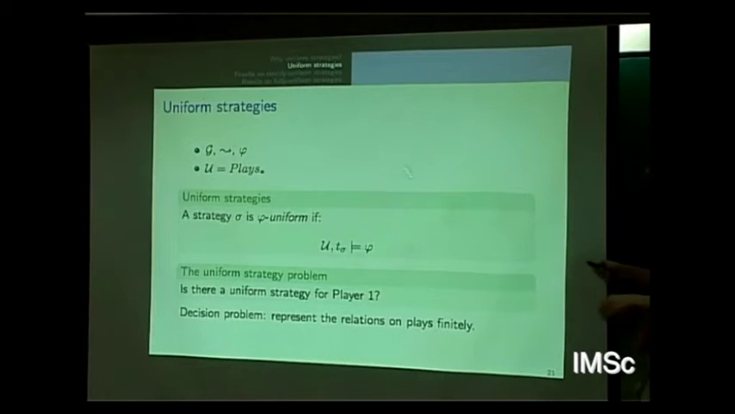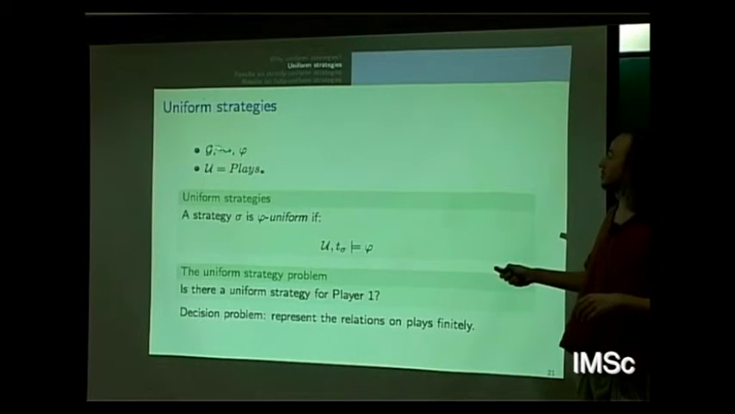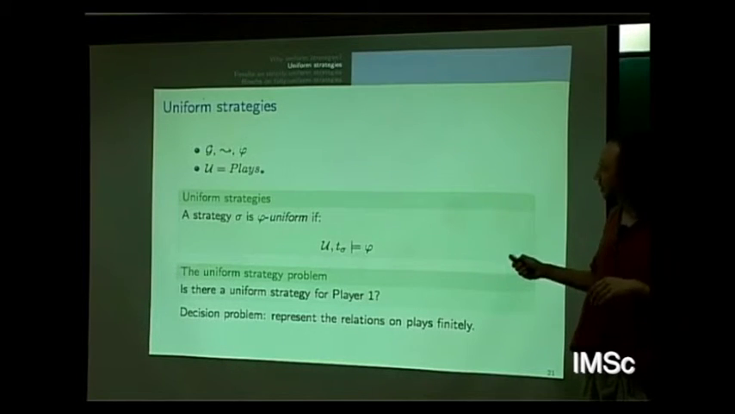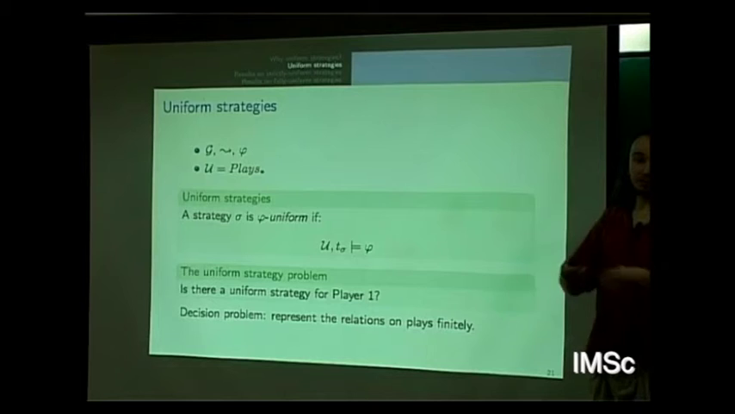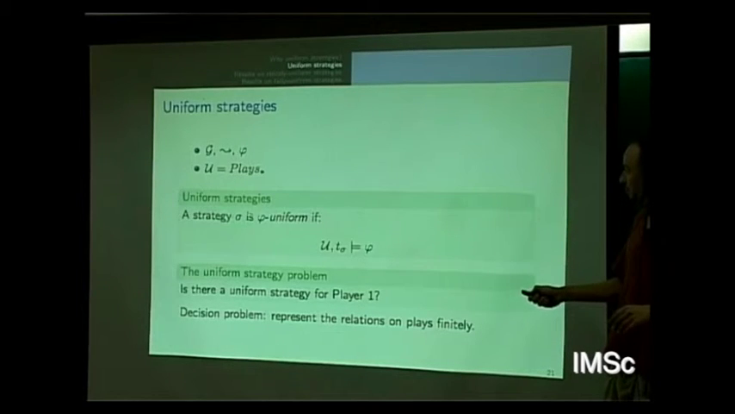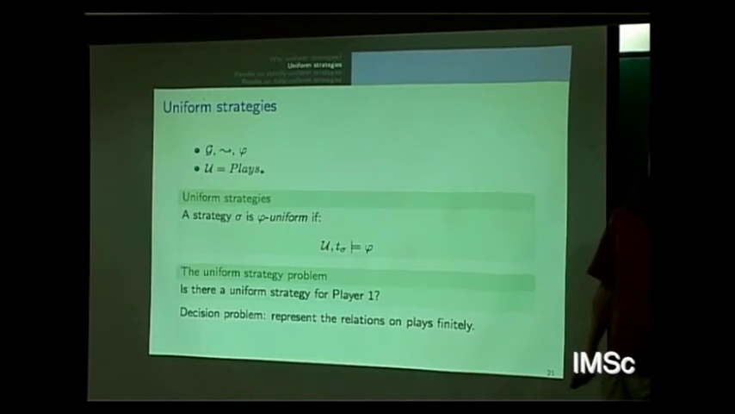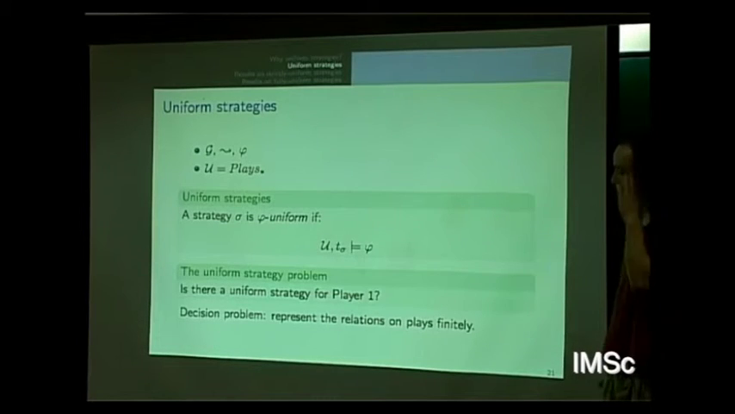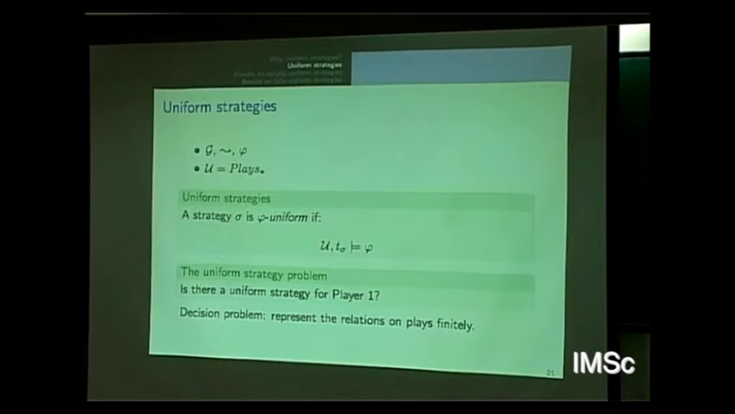So now, given an arena, a binary relation between plays, and a formula, you take as universe the set of all possible plays, and you say that a strategy is phi-uniform if the strategy tree for sigma verifies phi in the universe U. I forgot to put the relation here. The problem that we want to consider is the existence of a uniform strategy for player 1. But of course, if you want to consider this as a decision problem, you need to represent your relations finitely.